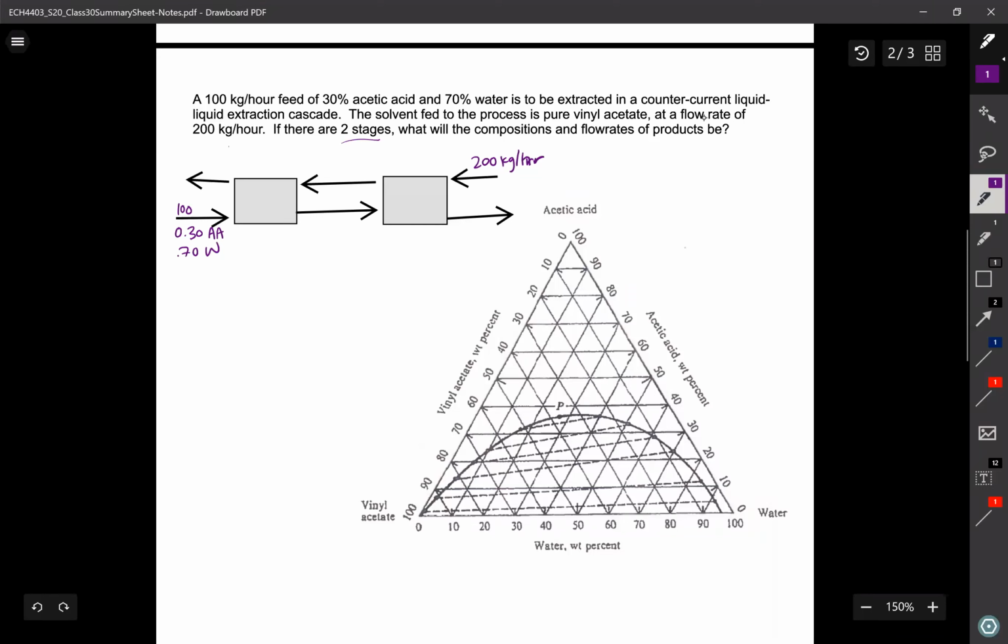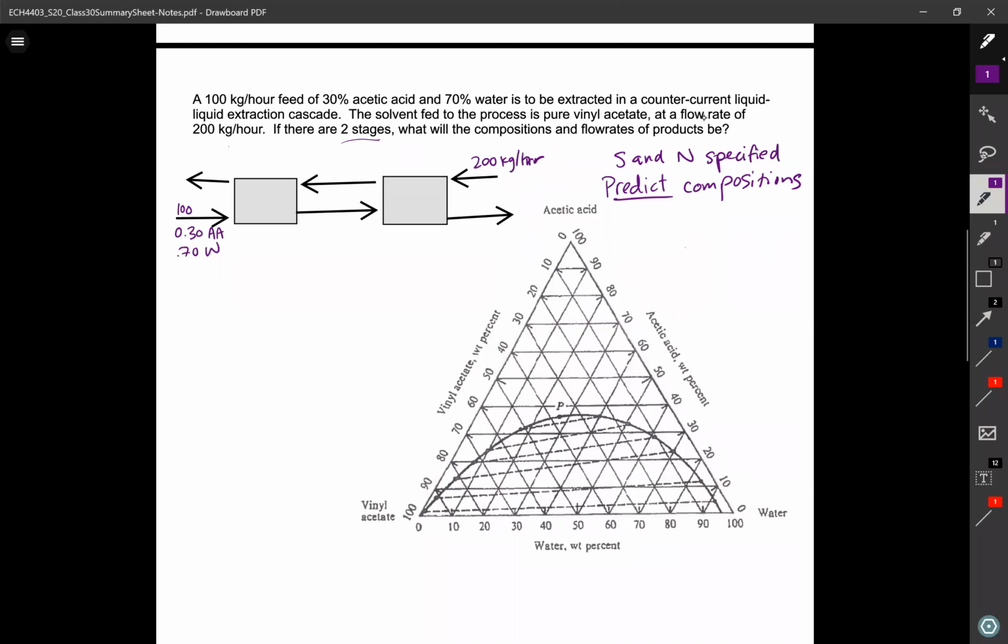This is a predict type problem because S and N are specified, but the outlet composition is not. That's what we want to solve for. So predict compositions. All right, so let's go through the solution procedure and see how it changes. So let's just try and do everything the same as what we used to do, and we'll see where we get stuck. So solvent is still in the same place graphically.